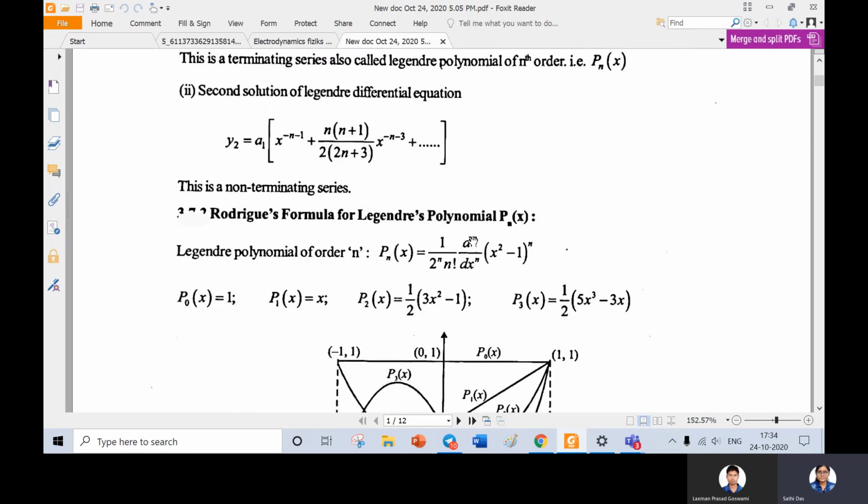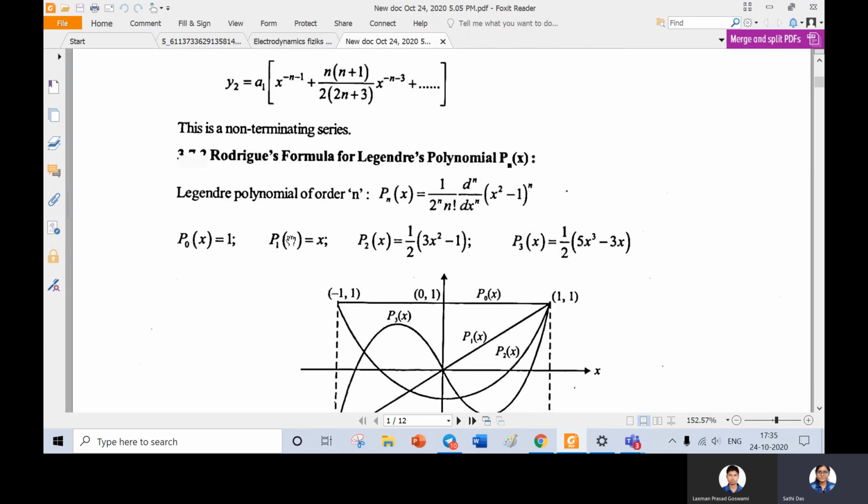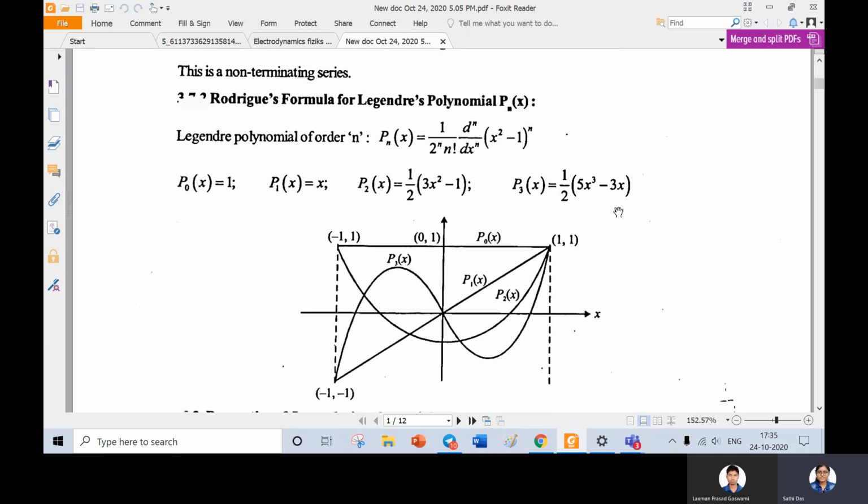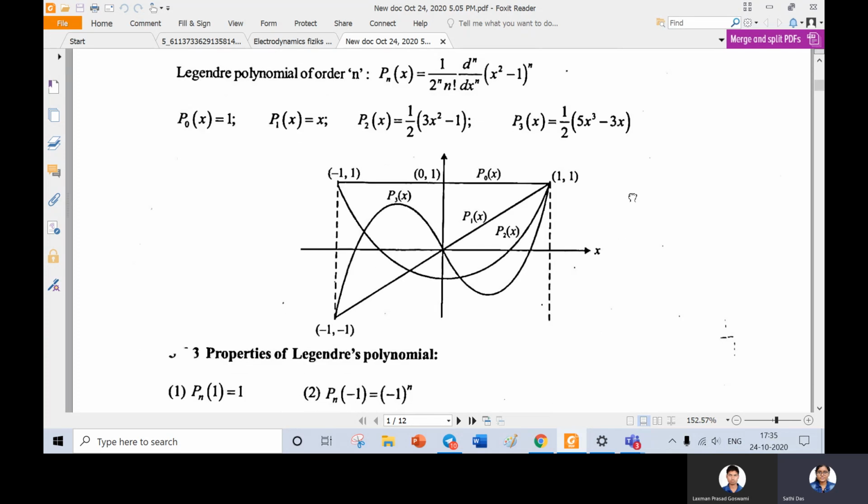So the Rodrigues formula for the Legendre polynomial, if we denote it Pn(x), then we can write Pn(x) equals 1 by 2 to the power n factorial, dn/dxn of (x square minus 1) whole to the power n. You should remember these formulas for P0(x), P1(x), P2(x), P3(x). Please remember P0(x) equals 1, P1(x) equals x, P2(x) equals half of (3x square minus 1), P3(x) equals half of (5x cube minus 3x).